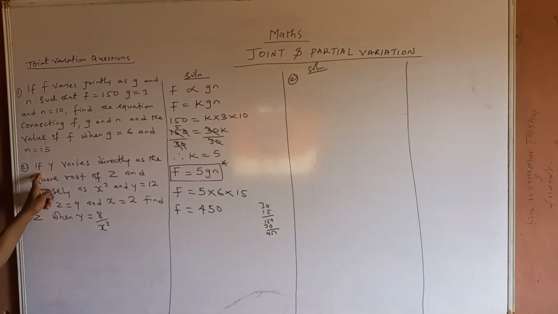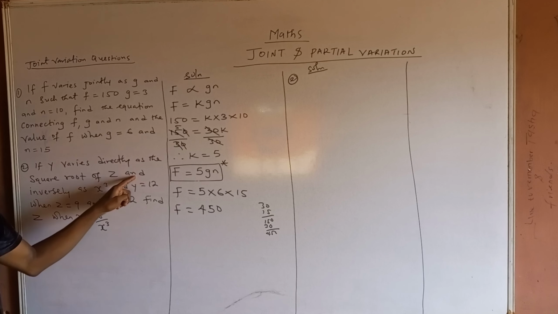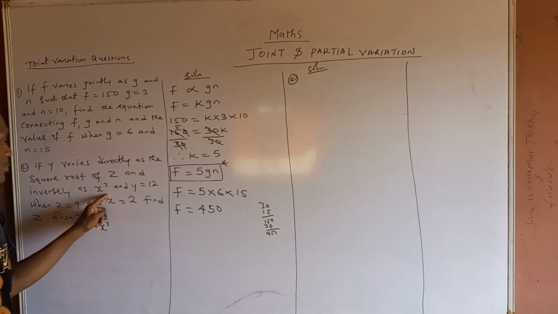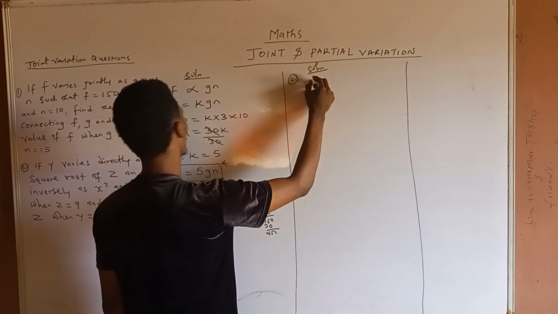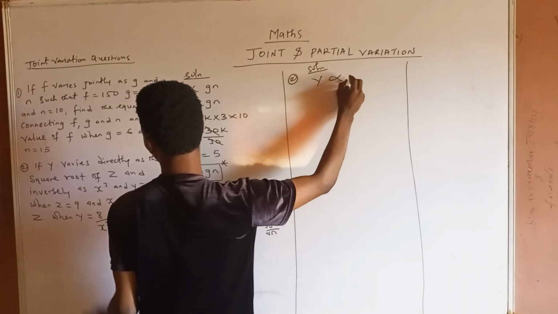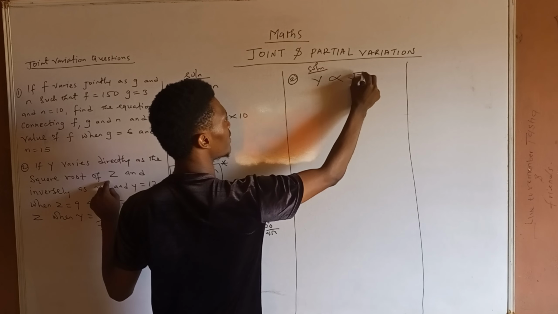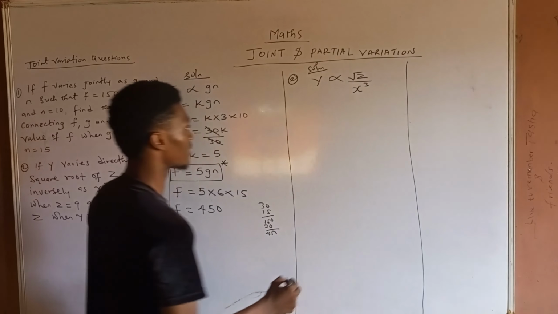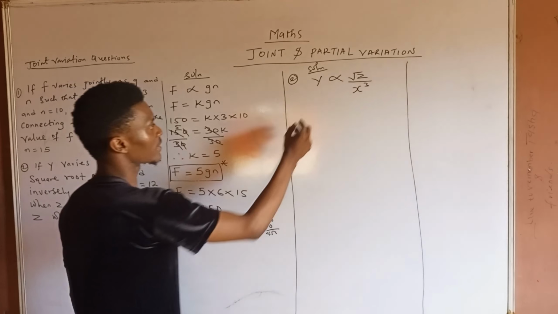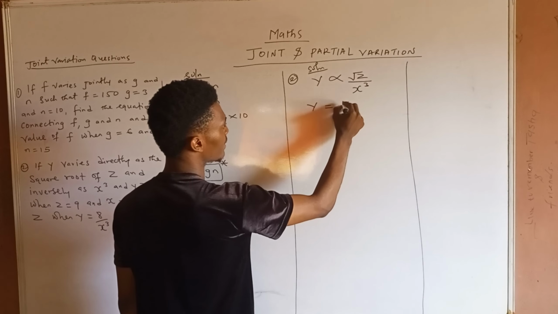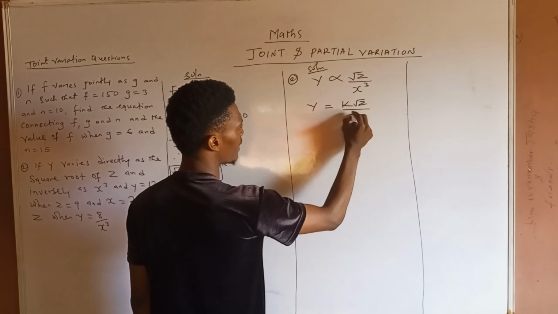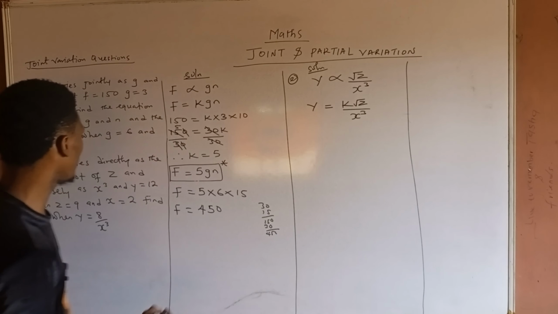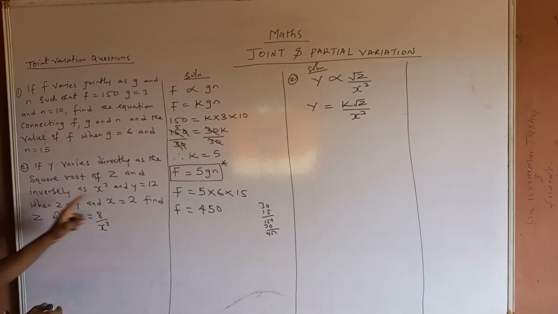So let's go. First, we have to represent the equation. That becomes, if y varies directly as the square root of z and inversely as x cubed, y varies directly as the square root of z and inversely as x cubed. So we've represented it. Now, if you introduce a constant from here, it becomes y is equal to k root z over x cubed.